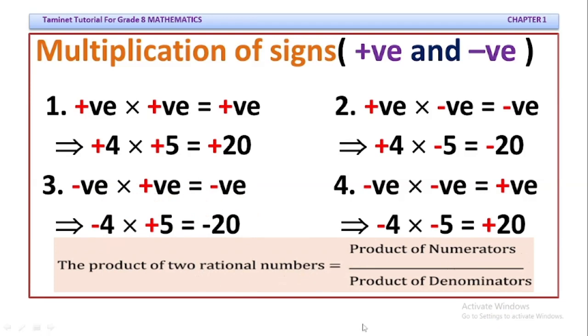The product of two rational numbers is the product of numerators over the product of denominators. So we can use this rule according to the previous rule. We can also decide the product of the factors. The product of the signs of the factors can determine the sign of the product of the two given numbers.